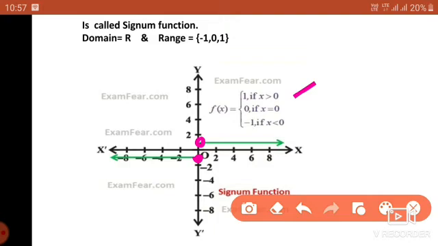1. For x equals 0, it is 0. And for x less than 0, here also 0 is not included, it is minus 1. So the graph is drawn like this. What is the domain? The domain is the set of real numbers. What is the range? The range means it takes only 3 values, that is minus 1, 0, 1. So the range of this signum function is minus 1, 0, 1.